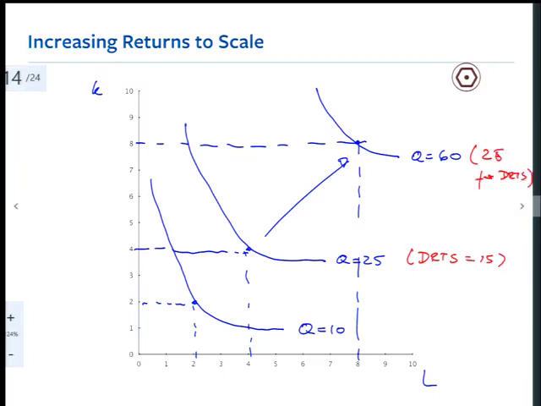So the key to drawing these pictures is pick combinations of inputs, 3 of them, where each time you double inputs, and then draw isoquants through it, and then make sure you label them correctly in the sense that they go with the concept that I've asked you to draw here.